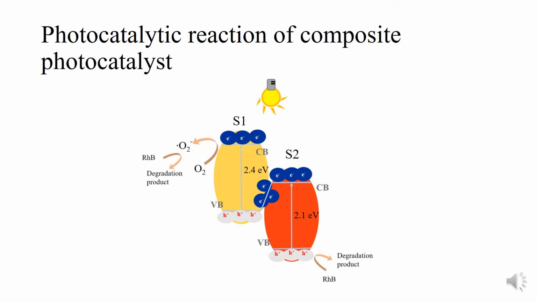Different from the single photocatalytic reaction, electrons with stronger reducing ability in the conduction band of S1 and holes with stronger oxidizing ability in the valence band of S2 will be retained. The electron holes of S1 will combine with electrons of S2.